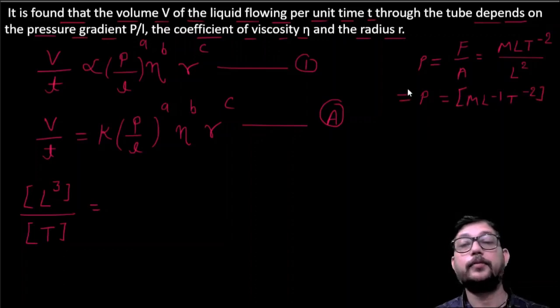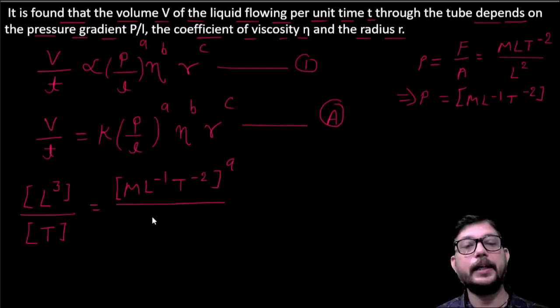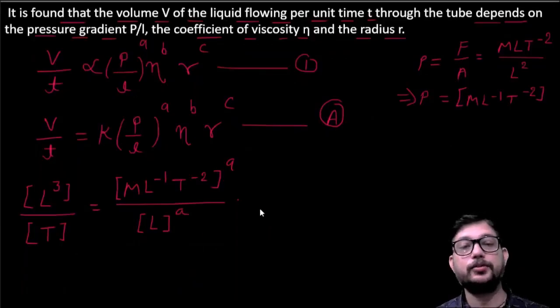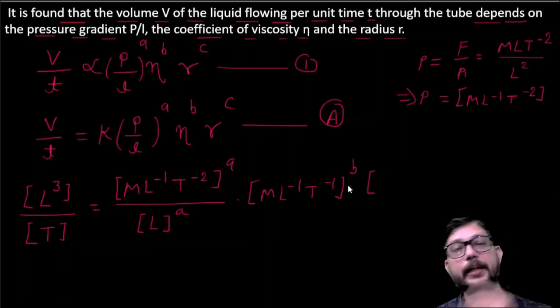Okay, so with the help of the dimension of pressure, we can directly write M L minus 1 T minus 2, and the power be A, divided by L, so it will be L, and the power again be A. Eta, the dimension of eta I have just shown you: M L minus 1 T minus 1, and the power raised by B. And R is again the radius, or in terms of dimension it will be L, so the power will be C.